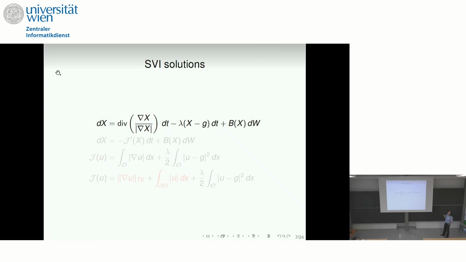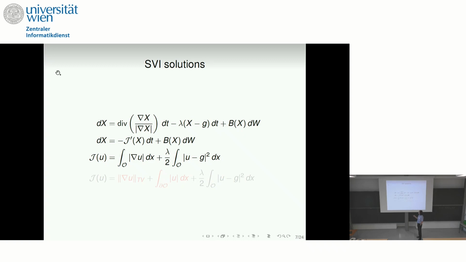And now I think this is a good time to say how the solution should be defined. This is the equation which I copied from the previous slide. And if you remember, this is the steepest descent method. So we got this drift as a minus derivative of the functional that we wanted to minimize. This is an abstract form of the equation. And I just copied also the functional over here. So at this point, it's time to reveal the cards completely.